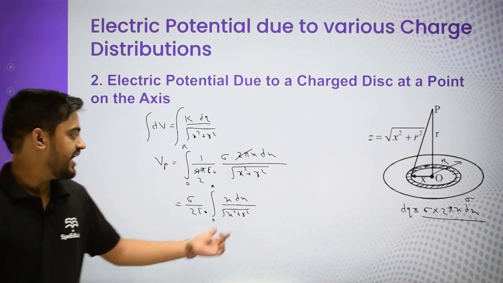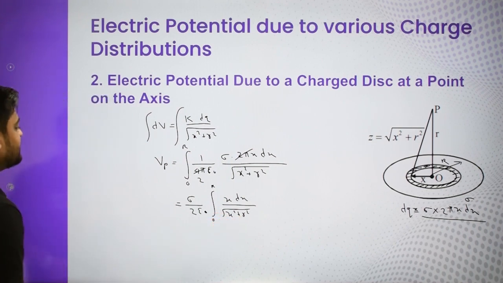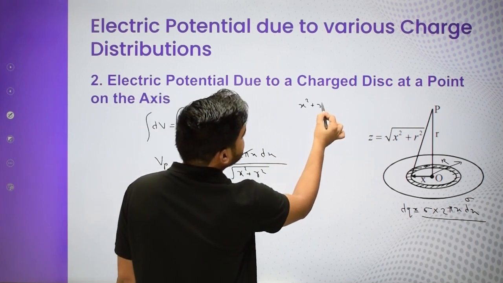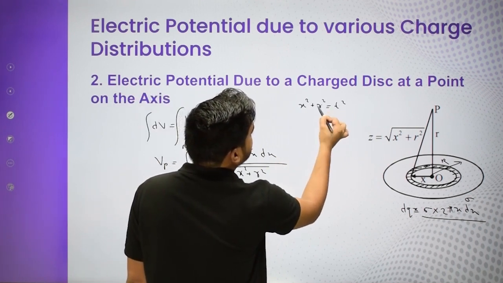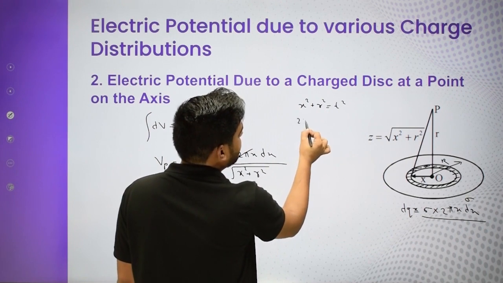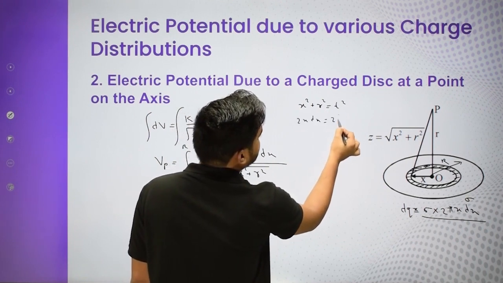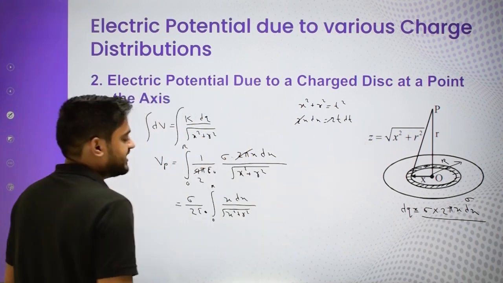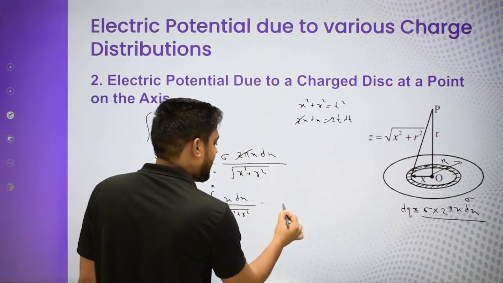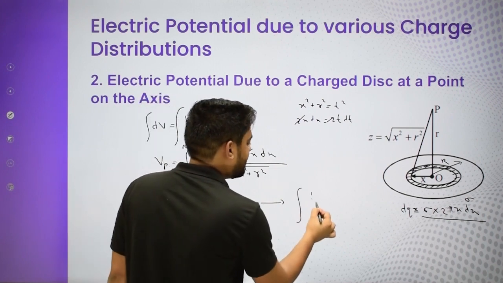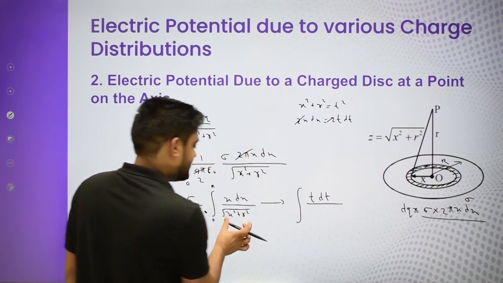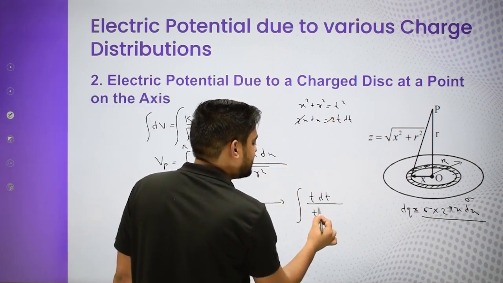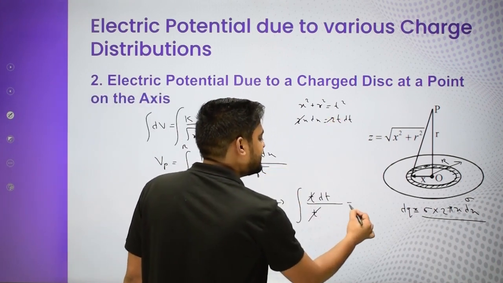Now here I have to use a substitution for this integration. Let x square plus r square be t square. So I can say that 2x dx is nothing but 2t dt, and then I can cancel the 2. So x dx is nothing but t dt. So it is the integration of t dt, and this root is nothing but the root of t squared, so simply t. So this cancels and the integration of dt is t.